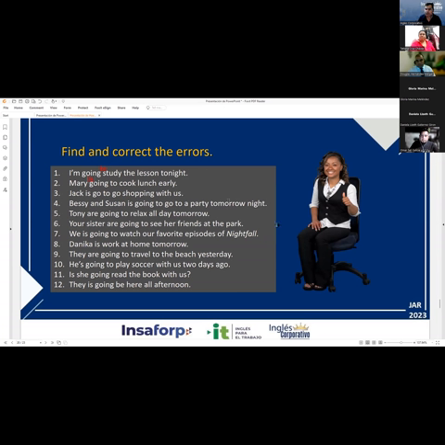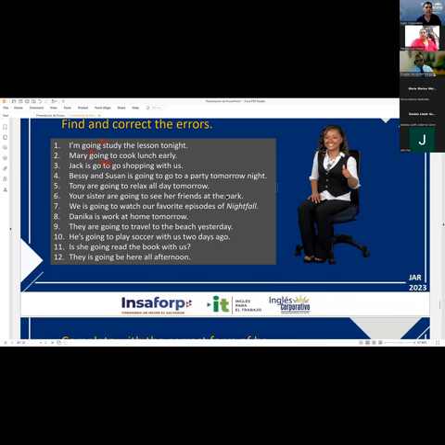Number three. Jack is going to go shopping with us. Yes, absolutely. Exactly. Jack is going to go shopping with us. Four. Bessie and Susan are going to go to a party tomorrow night. Exactly. Are going to go to a party tomorrow night.